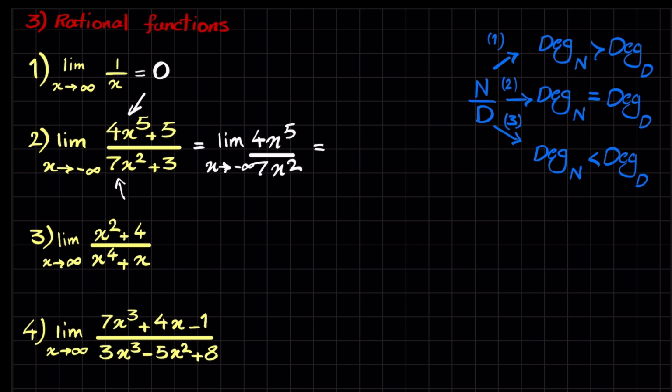By simplifying, I'm going to reach the limit of 4/7 x cubed. And if we directly substitute the value for infinity, we're going to get a huge amount of negative infinity cubed, so it's going to be negative infinity.